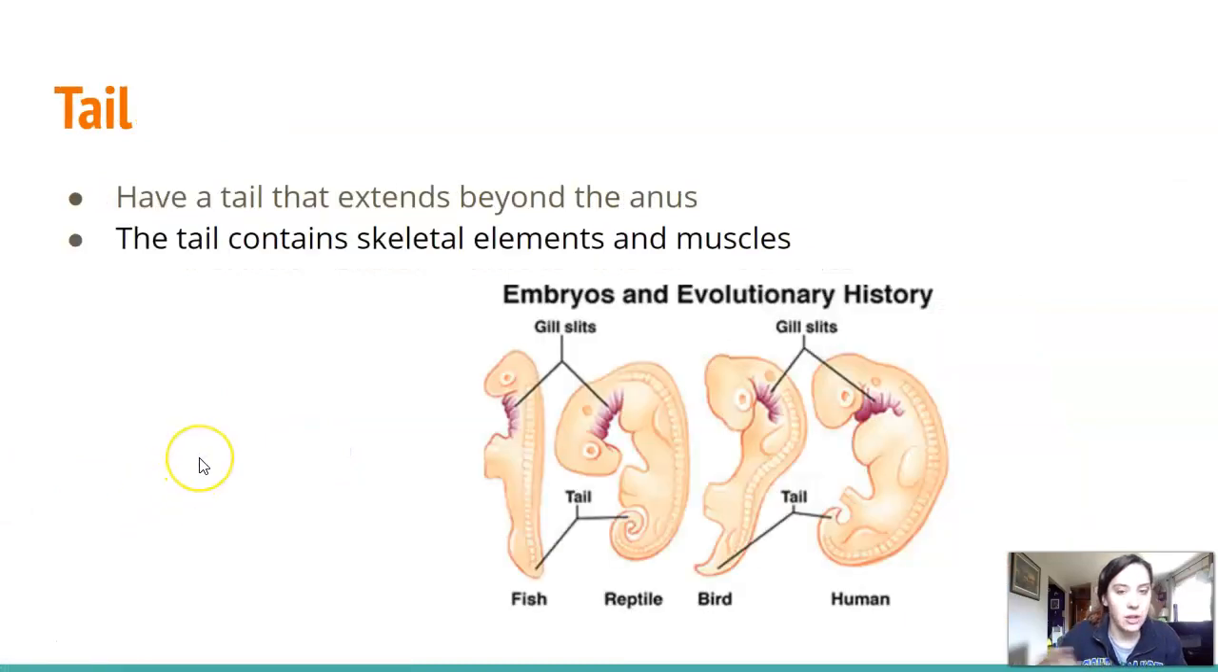Next is the post-anal tail. They have a tail that extends beyond the anus. The tail contains skeletal elements and muscles.